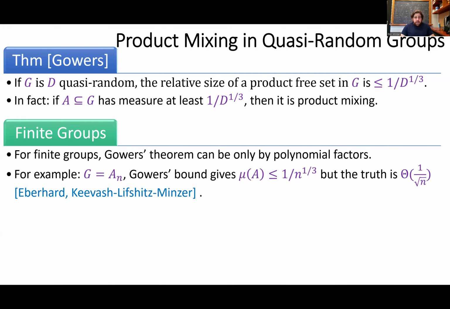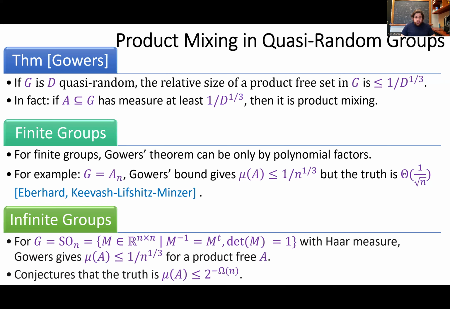Now, when you look at infinite groups, this gap can actually be much bigger. For concreteness, let's look at the special orthogonal group SO(n), which consists of all the matrices that are orthogonal and have determinant 1, and we equip this set with the Haar measure. In this case, Gowers still gives a bound of 1 over n to the third if A is a product free set inside SO(n). But he conjectured that the truth must be much smaller, and that the measure of any product free set must be at most exponentially small in n.